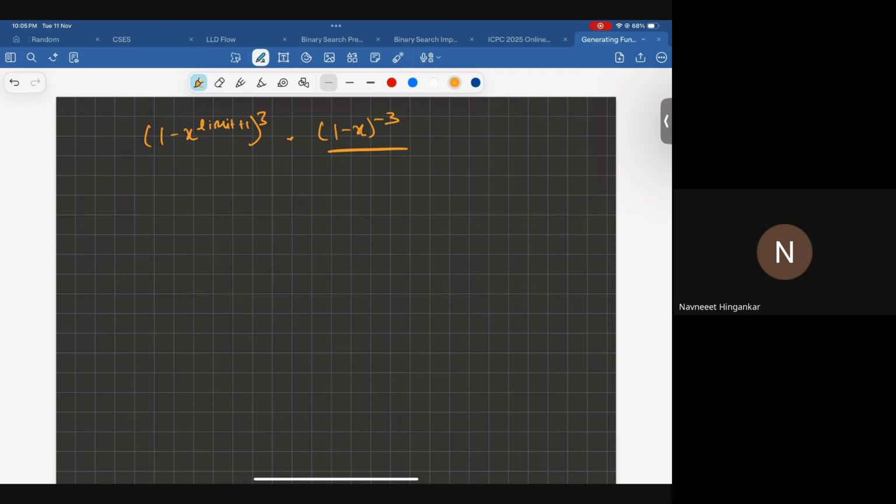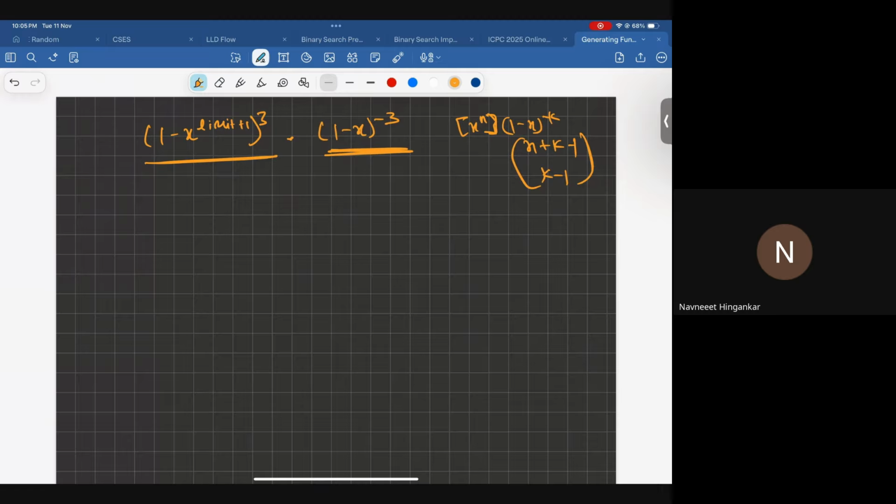Now the formula is helpful for us. We know that the coefficient of x to the power n in (1 minus x) to the power minus k is just (n plus k minus 1) C (k minus 1). This is the formula. Now we will just try to find our answer.